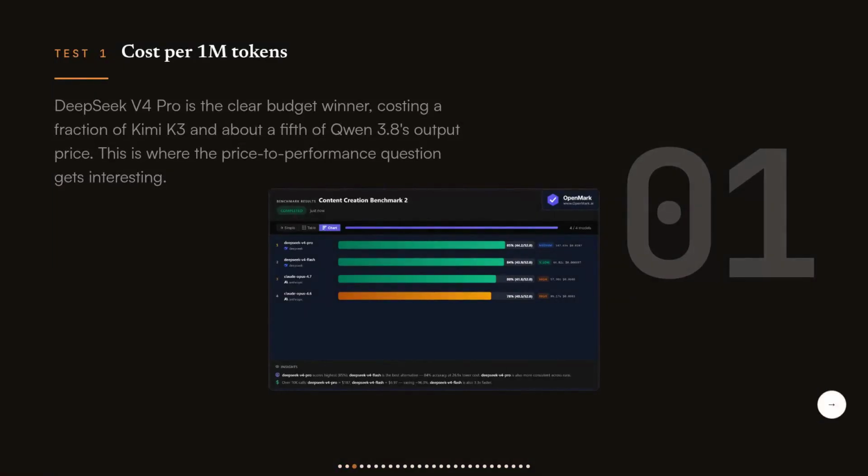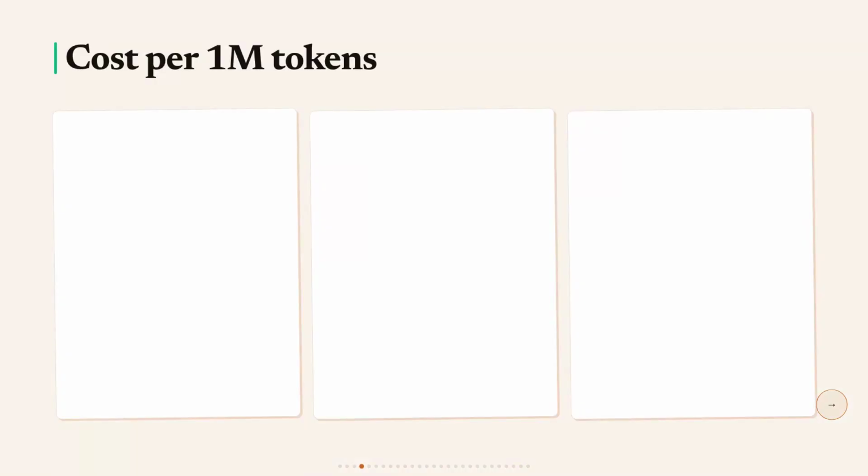Let's start with the number that decides whether your monthly bill is manageable or terrifying. DeepSeek V4 Pro charges 0.435 per 1 million input tokens on a cache miss. Kimi K3 charges $3. Qwen 3.8 sits at $2. That's roughly a 7x gap between the cheapest and most expensive option, just on input tokens alone. Output pricing is where it gets brutal.